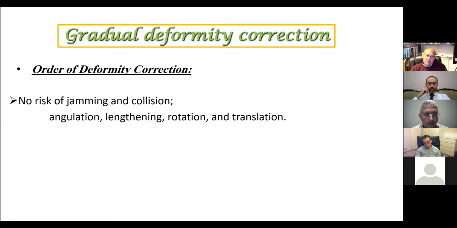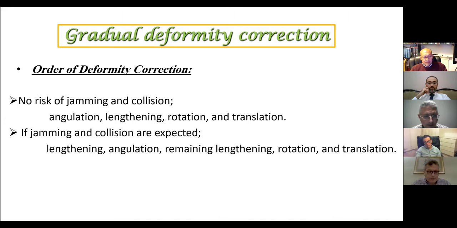First, if we don't have a risk of jamming or collision, we start by correction of the angulation, followed by lengthening, rotation, and translation. We can do correction of angulation and lengthening at the same time by proper placement of the hinges. This should be followed by the rotation and translation.